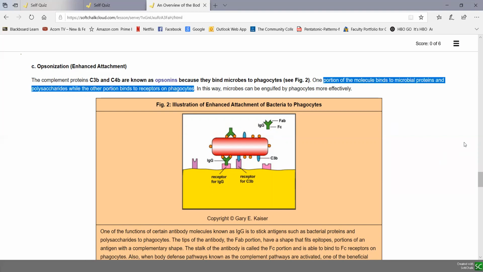And those three benefits we've talked about already, inflammation, chemotaxis of phagocytes, and opsonization, show us that one of the major functions of the complement pathway is to promote better phagocytosis: to get the phagocytic white blood cells out of the blood into the tissue via inflammation, to attract them to the area of infection via chemotaxis, and then to stick microbes to the phagocyte through opsonization.